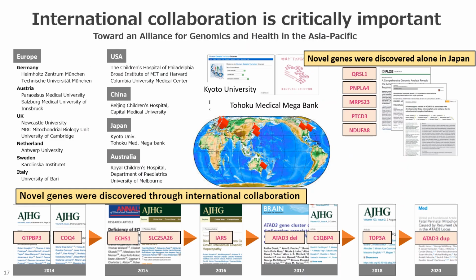International collaboration is very important for molecular diagnosis and mitochondrial medicine. We are establishing the Japanese Mitochondrial Disease Research Center and connecting with not only Japanese hospitals and universities, but also Asian, European countries, US and Australian mitochondrial disease researchers. We discovered the novel gene through international collaboration and also a novel gene alone in Japan.